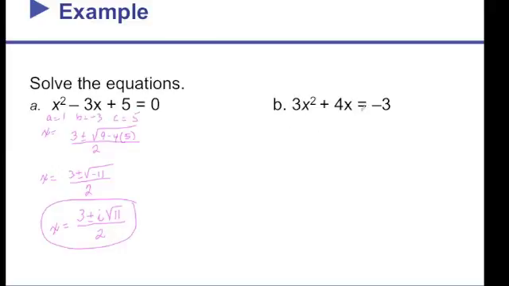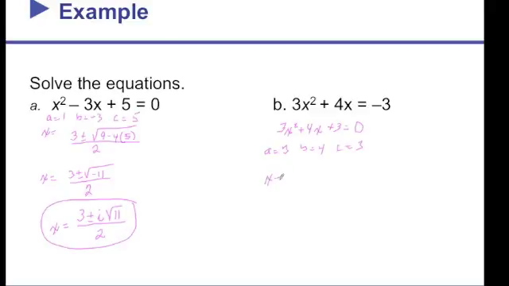Let's try this one more. We need to get it equal to 0. 3x squared plus 4x, this will become plus 3 equals 0. a is 3, b is 4, c is 3.